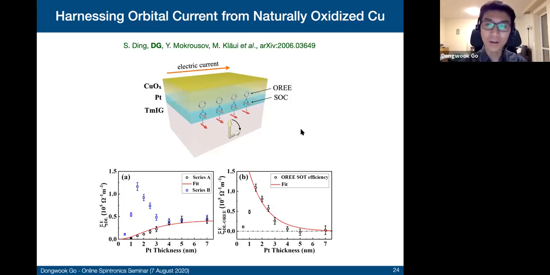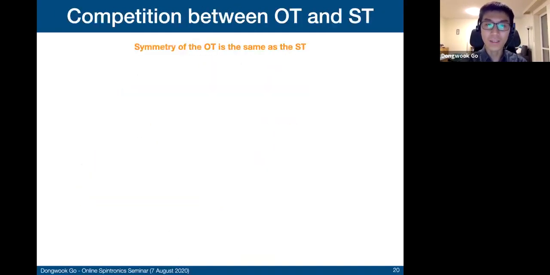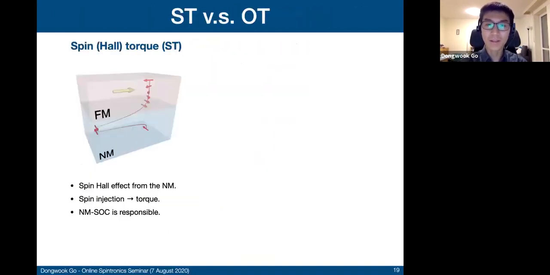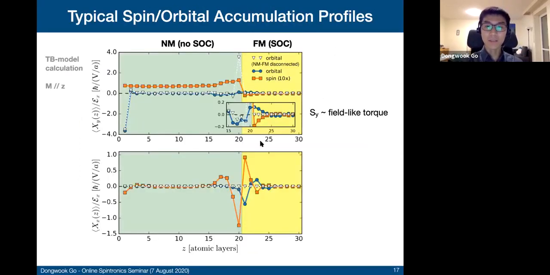Also, sorry, I couldn't mention this because there are a lot of slides. In this paper, I also calculated the thickness dependence as a function of the non-magnetic layer. It's in the supplementary material, I think, or in the main text. The dependence also follows a hyperbolic sine dependence, like the spin Hall effect. So that was also a surprising part that I found.